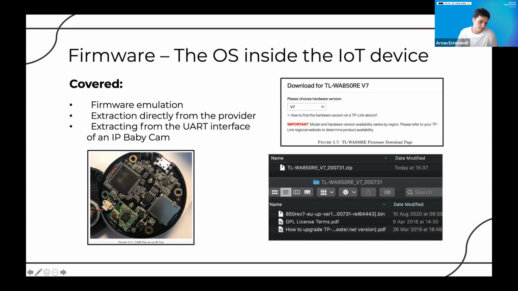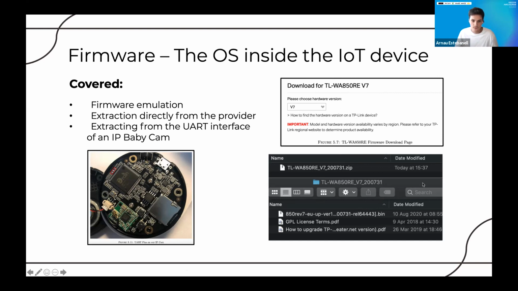I soldered the connection with the UART to USB interface, and then I was able to interact directly with the IP baby cam. What is also important to know is that most of the time you are banging your head against the wall to extract the firmware from the flash memory chip, but some manufacturers actually release it online. So, for example, what you can see in these images here is the firmware for a well-known router from TP-Link.